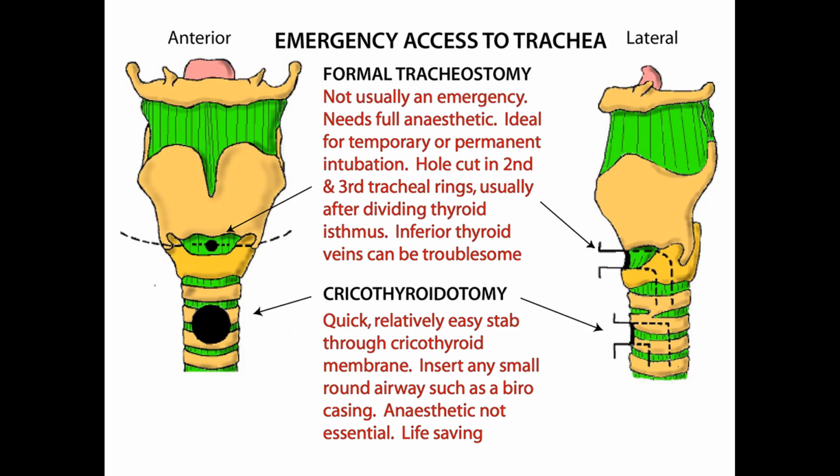For this, the patient needs a full anaesthetic, and a hole is cut in the second and third tracheal rings, often with the need to divide the isthmus first. The inferior thyroid veins can often be a surgical nuisance. The tracheostomy is then intubated, and the tracheostomy tube can be changed at intervals. And with that description of the tracheostomy, we'll end this session.